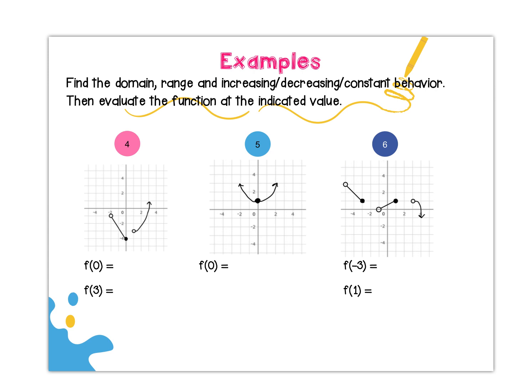Again, I come over to here and they're asking me to do the same thing. They're telling me to find the domain, the range, increasing and decreasing behavior, then evaluate the function at the indicated value. So again, this is a piecewise function, and notice what this is telling me. When x is less than or equal to 0, it's this line, okay? And then when x is greater than 0, or actually even greater than 1, we're going to use this parabola. So again, it's just showing us kind of where the border is there.